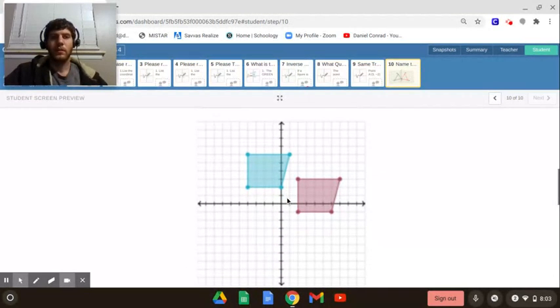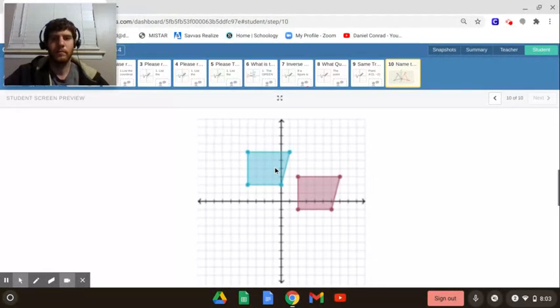Right, this one here, it's not changing its orientation. So that's going to be a translation, right? You're not rotating it. We're not reflecting it. The orientation stays the same. So that's going to be our translation. We're simply shifting the blue one right and down. Or if you want to look at it the other way, we're shifting the purple one left and up. So since it's not changing orientation at all, that's just going to be a translation.